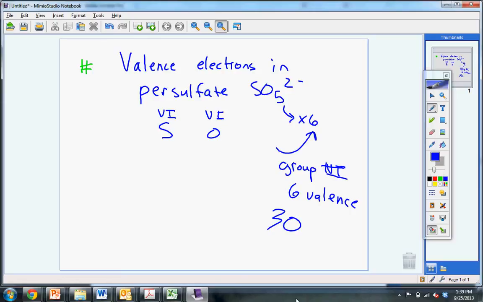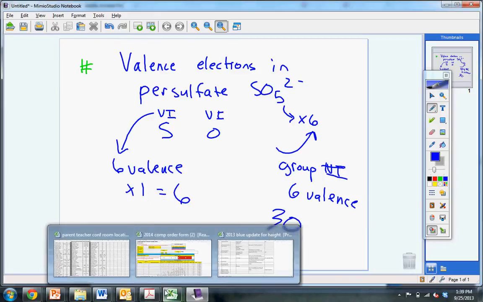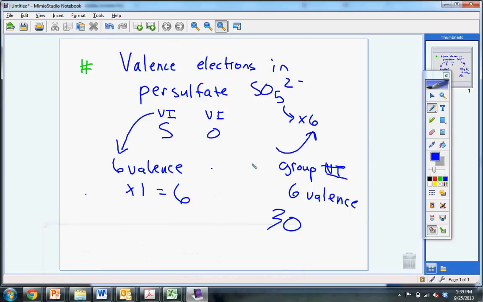Okay, now what about sulfur? It's just 1, so it's 6 because there's 1. Okay, so again, group 6 means 6 valence electrons, times 1 equals 6. Okay, so we're getting warmer, and we have this charge here. Are you doing anything with that? What do we do with that? Add 2? All right, so what do we have?